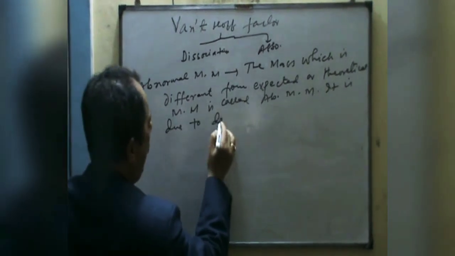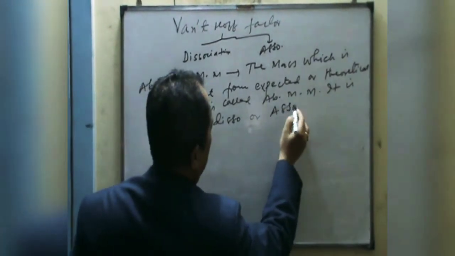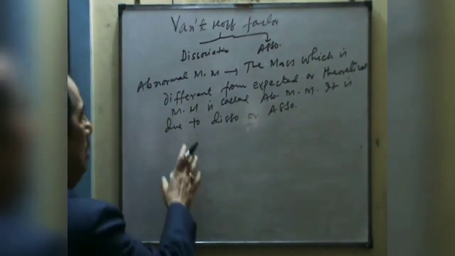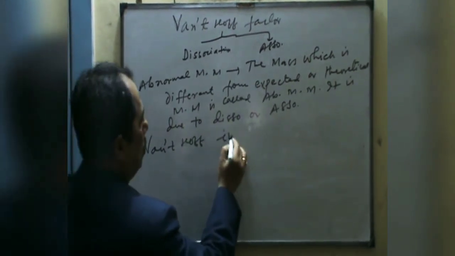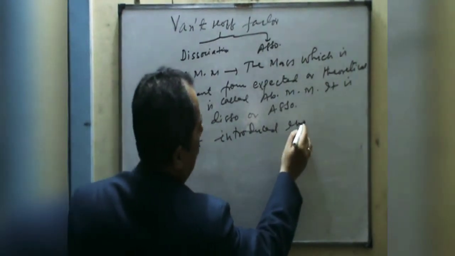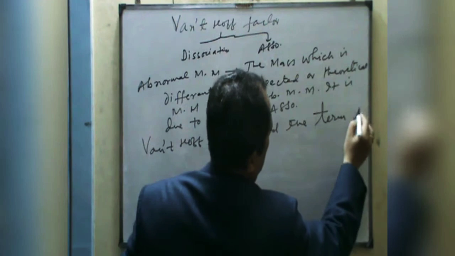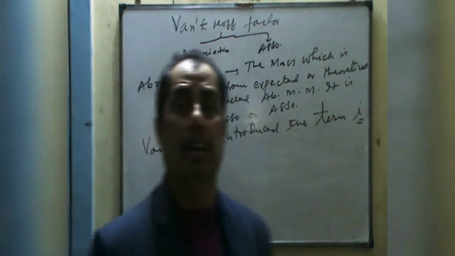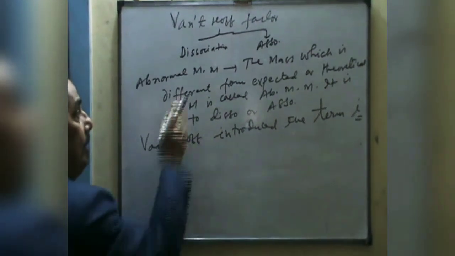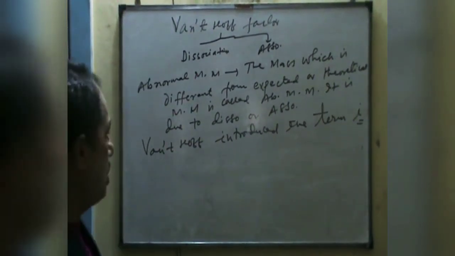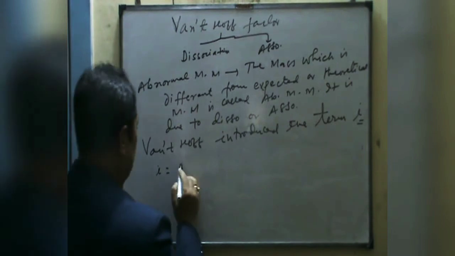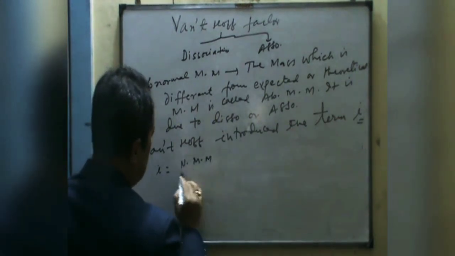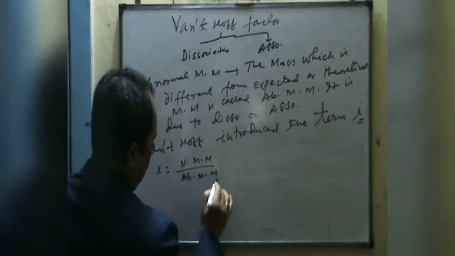It is due to dissociation or what is that? Association. Thus, van't Hoff introduced the term i, that means iota, the ratio to explain dissociation and association, I mean abnormal molar mass. And what is the i actually? It is the ratio between normal molar mass upon abnormal molar mass.